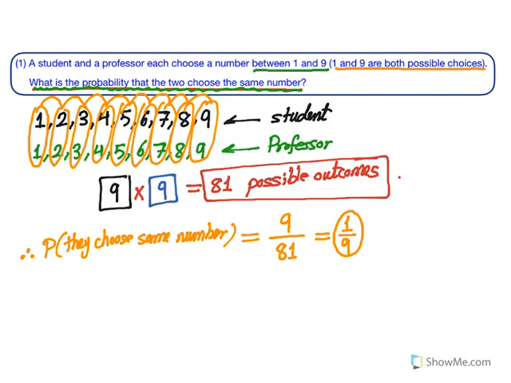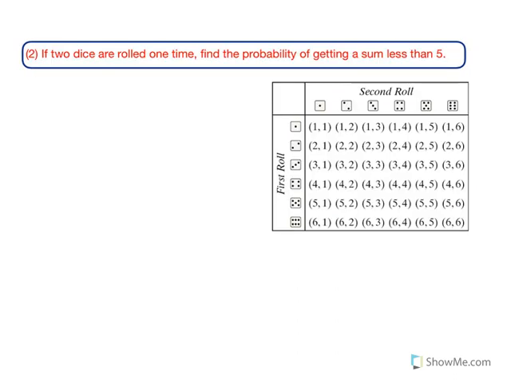If you want it as a decimal, 1 out of 9 is approximately 0.111, which is 11.1% as a percent. But this is it as a simplified fraction. So this is the probability that the student and the professor choose the same number. Let's go to the next question.